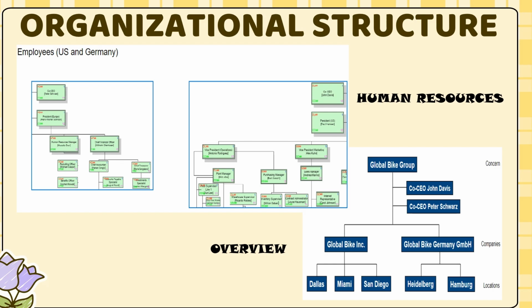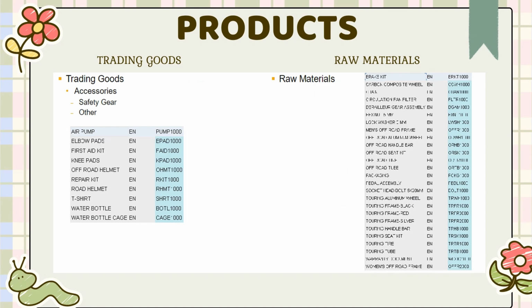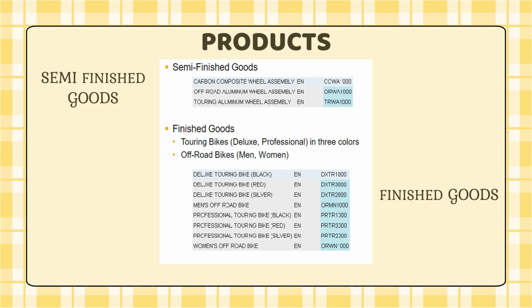This is the organizational structure, which is divided into an overview of the overall organizational structure and the human resources for the US and Germany. Next, let's see the products, which are categorized into trading goods and raw materials. Other than that, they are also divided into semi-finished goods and finished goods.